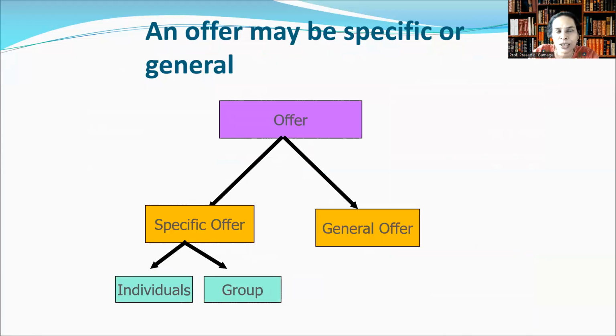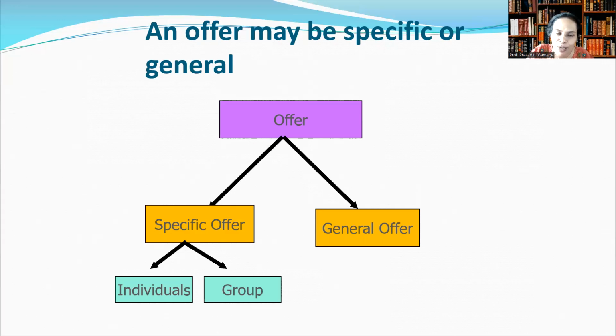A second requirement, an offer may be specific or general. When it comes to specific offers, there are two types. One is individual, the other one is group. You can make an offer to an individual. For example, I want to sell this cup to a person called Roshani. Then I ask Roshani, I would like to sell my cup to you for 1,000 rupees. It's an offer. It is made to an individual called Roshani.